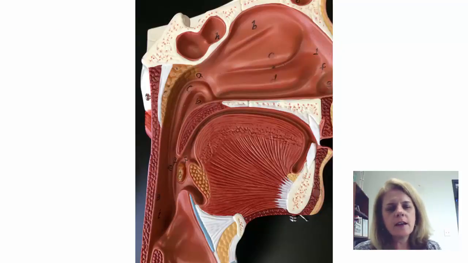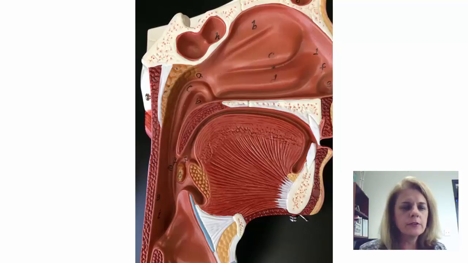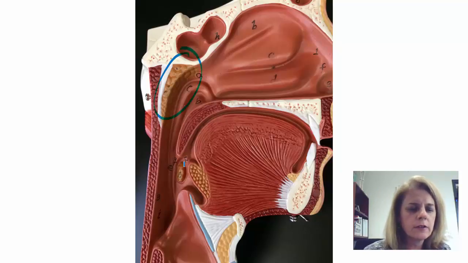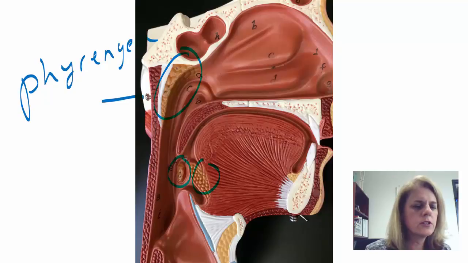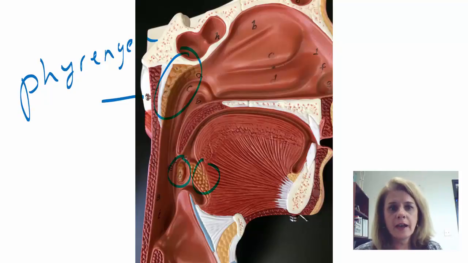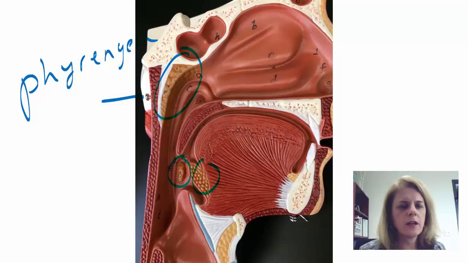All right, so this is a cross-section, sagittal cut of the head. And so your tonsils, you have tonsils here, here, and here. So these are your pharyngeal tonsils, also known as your adenoids. They're kind of back up there at the top of your oral pharynx, kind of the base of your nasopharynx.